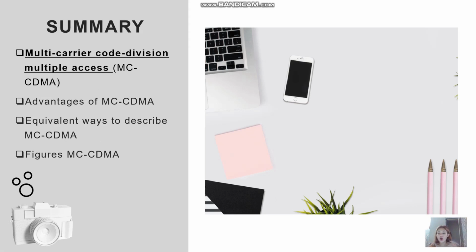To summarize all that I discussed: first, of course, the definition of what MC-CDMA means, which stands for multi-carrier code division multiple access, the advantages, the equivalent ways to describe it, and also figures which will help you to better understand all about MC-CDMA.